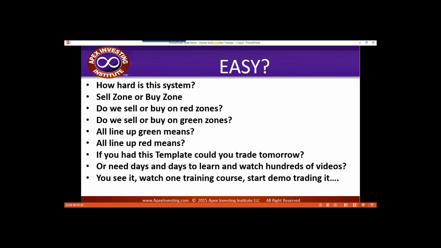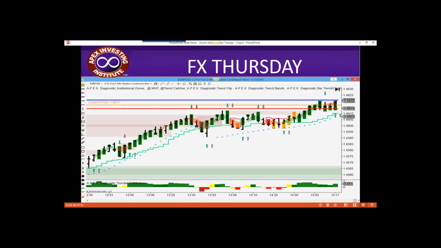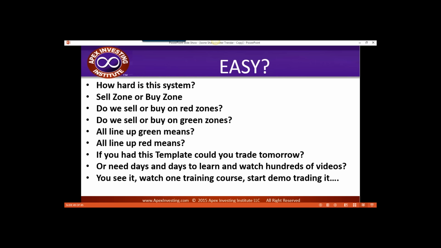Yes, you got a sell zone or a buy zone. Do we buy or sell at red zones? We sell. Do we buy or sell at green zones? We buy. Everything lines up green. Everything lines up red. If you had this template right now, do you think you could trade this tomorrow? Or do you need to watch hundreds of hours of training and videos? No, I think you see it.